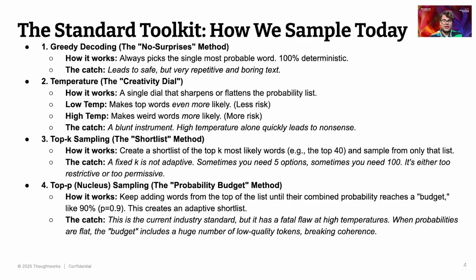But even top K and top P running together have this fatal flaw at high temperatures, which is that when the high probability words are lowered and dampened and the low probability words are increased, this creates a flat distribution. And then the budget from top P starts including a huge number of these low quality tokens. And so now we have this problem of breaking coherence, or the opposite of being too restrictive and collapsing. But if you're too restrictive with top K or top P, you've become almost greedy and thus undiverse and uninteresting.